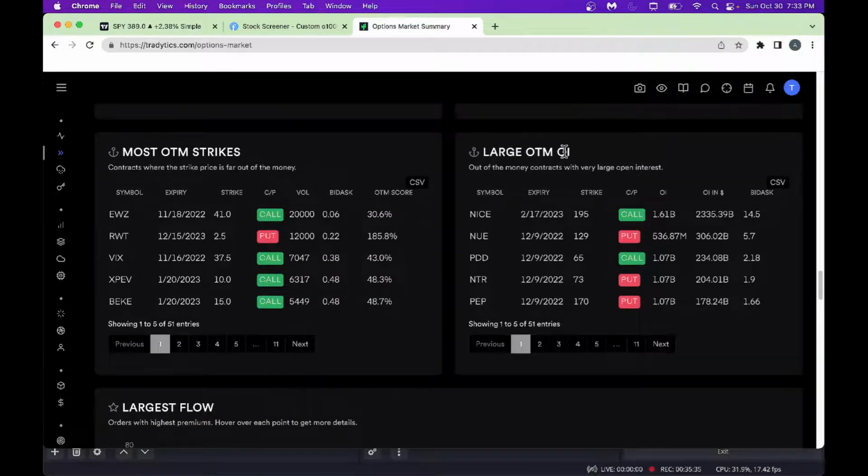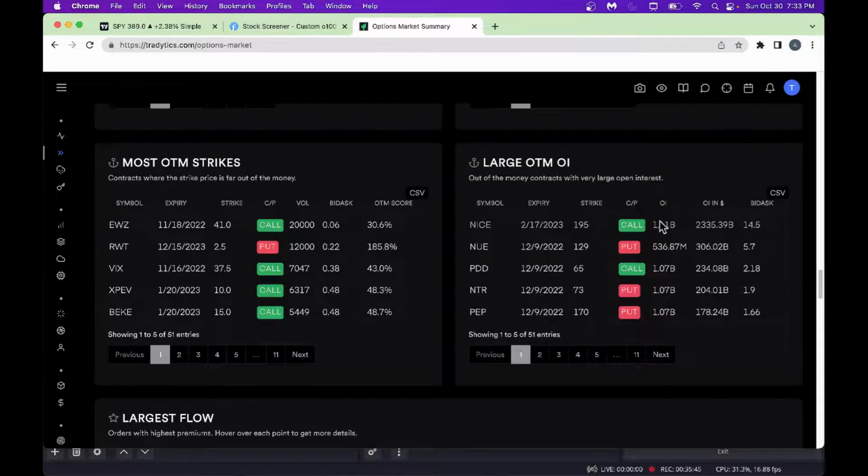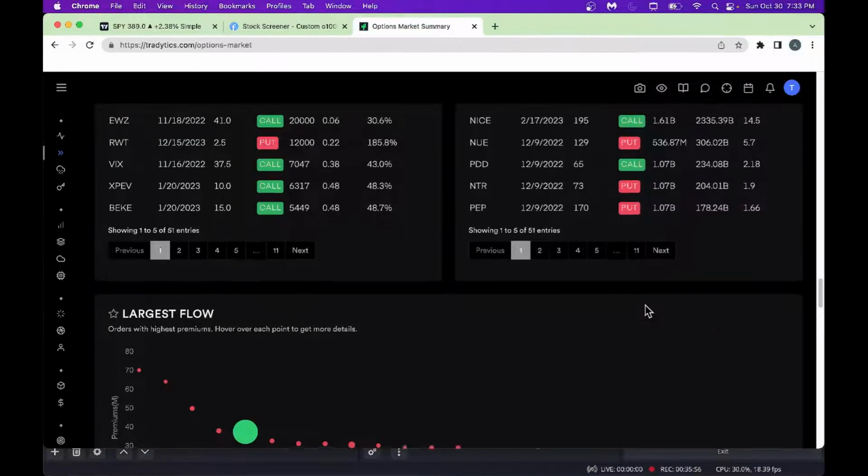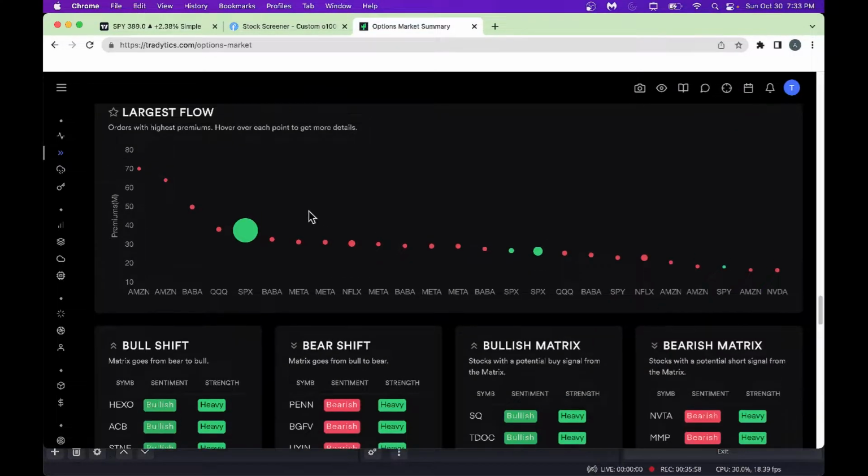And then you got large OTM open interest here. So whenever you see large open interest, look, we got nice. Look at that open interest from a premium perspective. It's 1.61 billion. Wow, that's a huge open interest here. So you can get some good idea. You can trade around this. Then you got larger flow. As you can see here, these folks have paid a lot of attention to make sure visually it's appealing. You can make sense out of it.